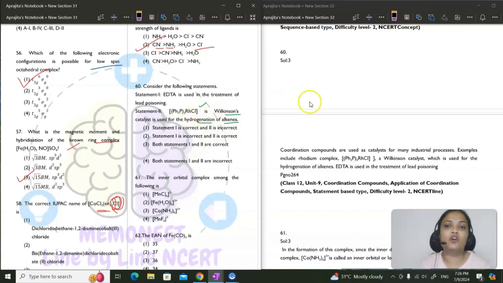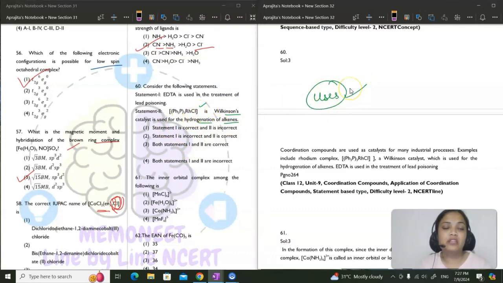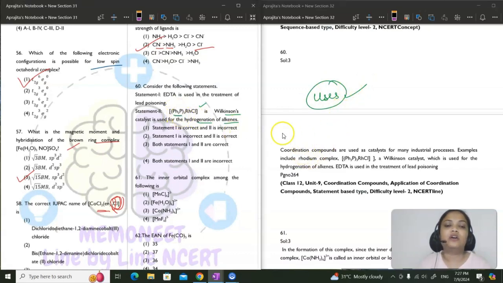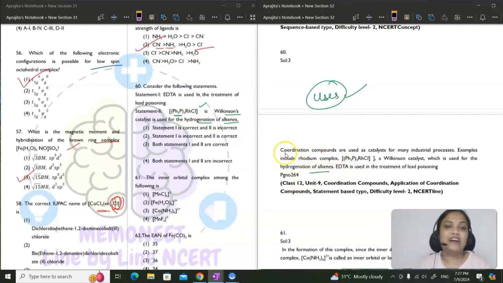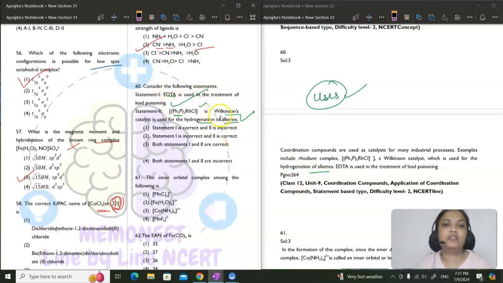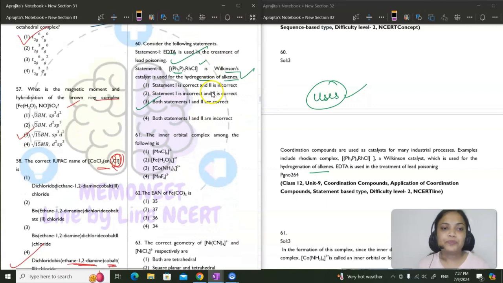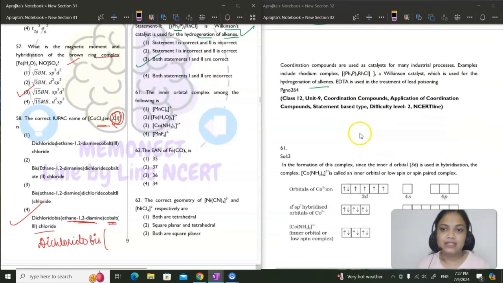So yes, there are a lot of uses of your coordination compounds. They are mainly used as catalysts in different processes. So this rhodium complex is used in the hydrogenation of alkenes. So this is true. Okay, and yes, ethylene diamine tetraacetate, EDTA, is also used in the treatment of lead poisoning. So it means both the statements are true. Next question number 61.